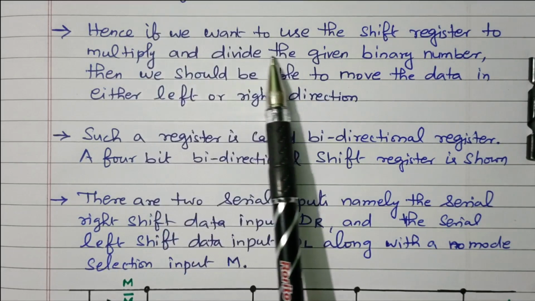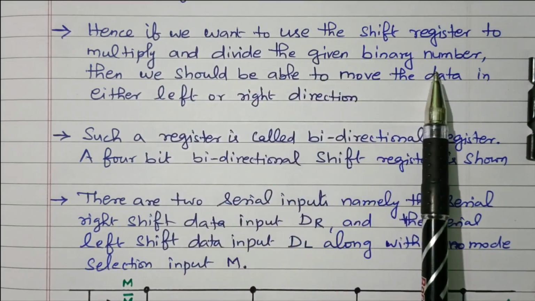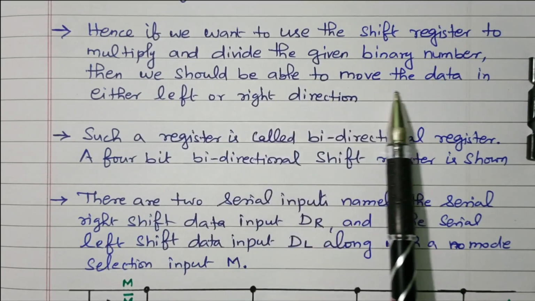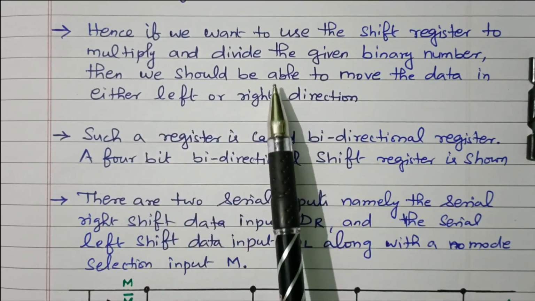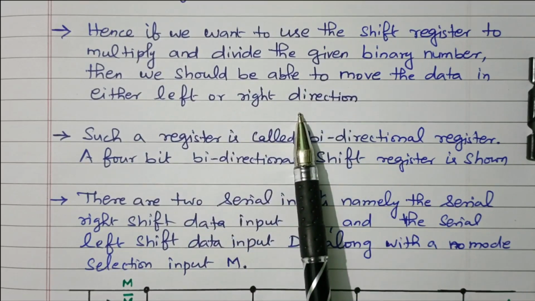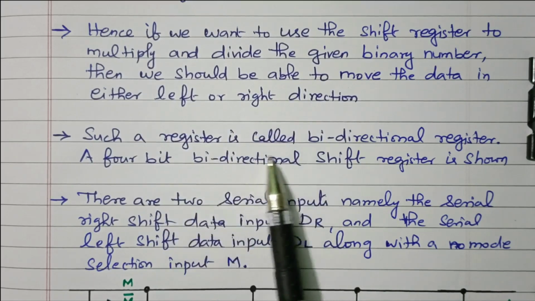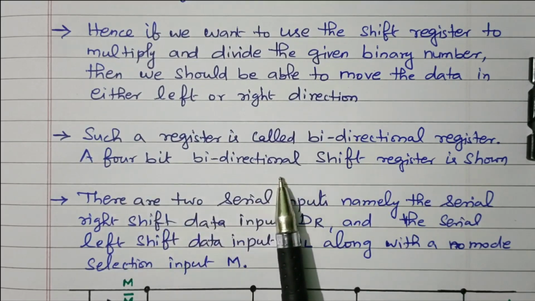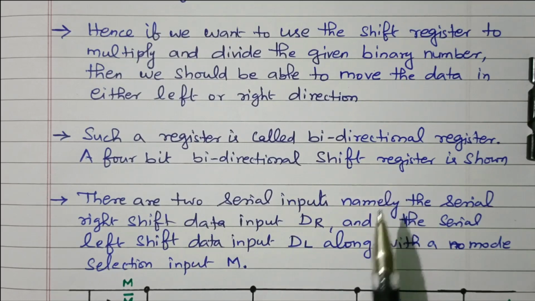If you want to use the shift register to multiply or divide a given binary number, then we should be able to move the data either in the left or right direction. In order to perform the multiplication or division, we need to move the data either left side or right side. Such a register is called a bidirectional register. We will consider a 4-bit bidirectional shift register.